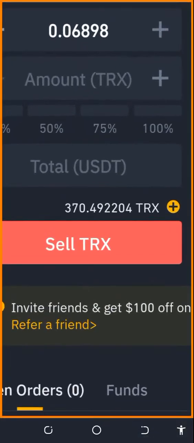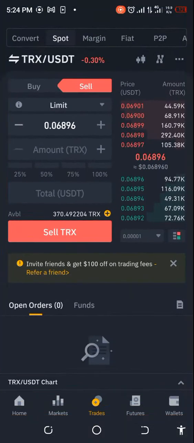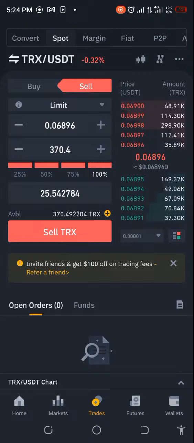All right, so here we are. It has already come back home. So we have 370.49. Let's see what this is going to give us, if this is going to give us profit. Yeah, it looks like it's going to give us profit.